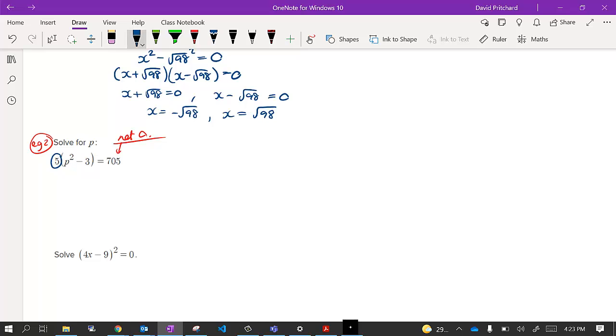And I think that's probably the best approach. So if I divide by 5 on both sides, I get p squared take 3. That's nice. And how many times does 5 go into 705? So it goes 20 times into 100. So 20 times 7 is 140. Plus one more, we get 141.